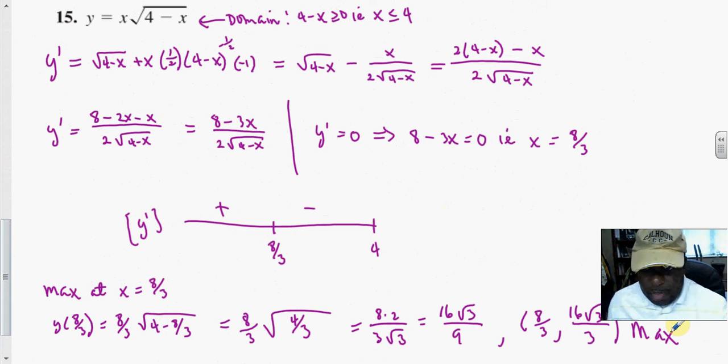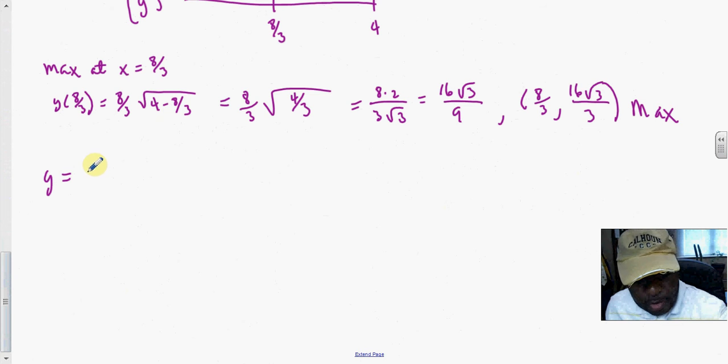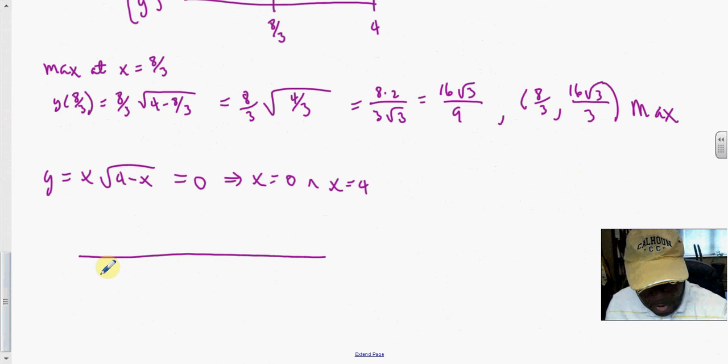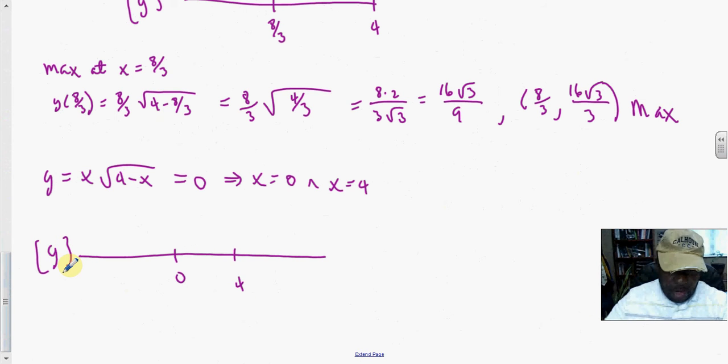Now it would be helpful to know the sign values for y itself. The sign values for y. But let's see. So if we have y is equal to x times the square root of 4 minus x, if we set it equal to 0, this implies that x is equal to 0 and x is equal to 4. Now I'm going to take just the number line and partition it based on these values. This is for y, not y prime. Right? This just lets me know, am I above the x-axis or below the x-axis?